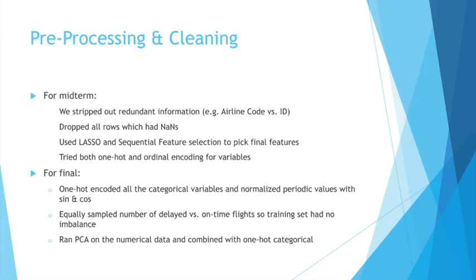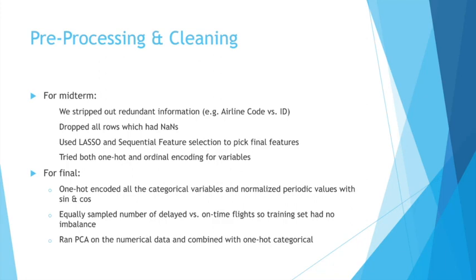For our midterm, we stripped out redundant information, dropped all rows that had NaNs in them, used lasso and sequential feature selection to pick out our final features, and tried both one-hot and ordinal encoding for our categorical variables. For our final models, we used all of the same things as our midterm.